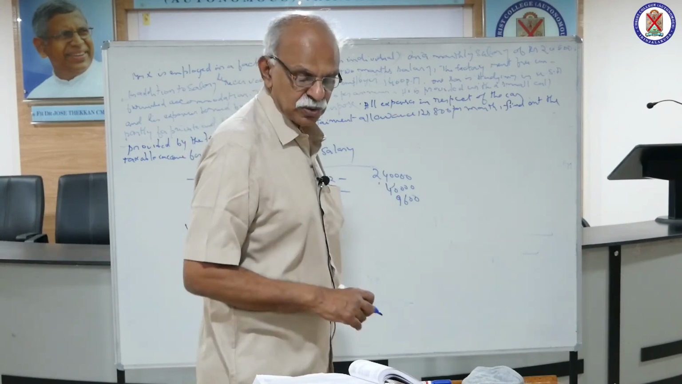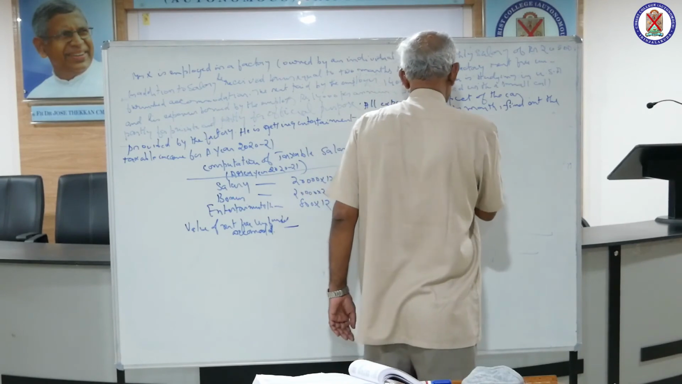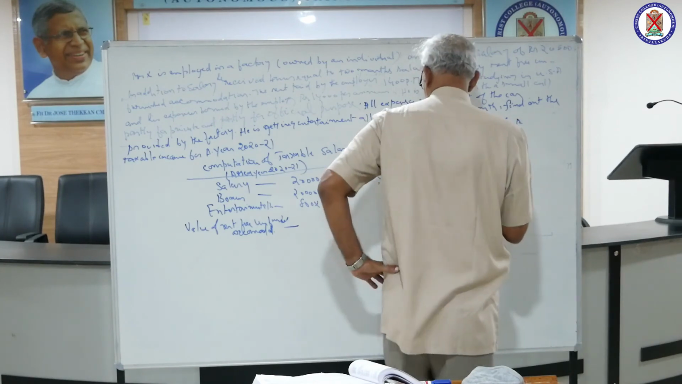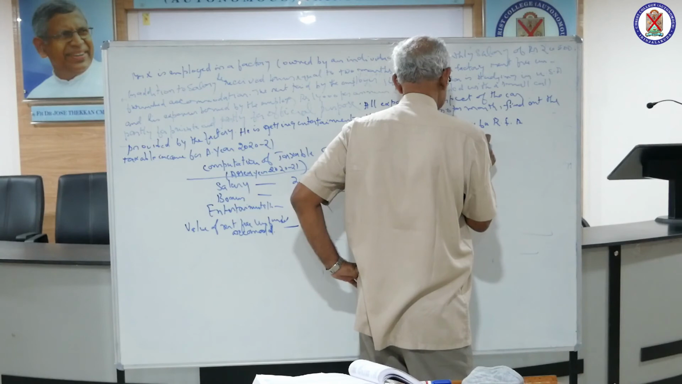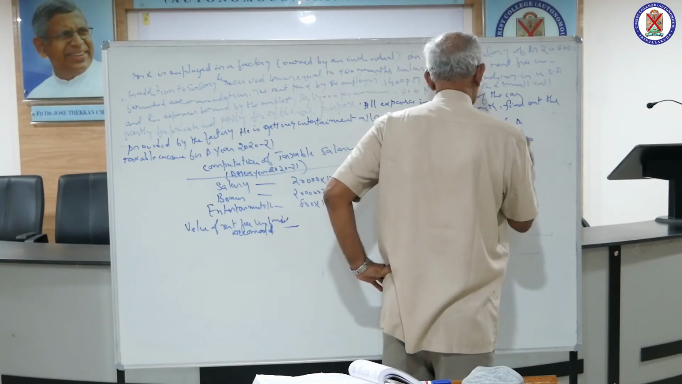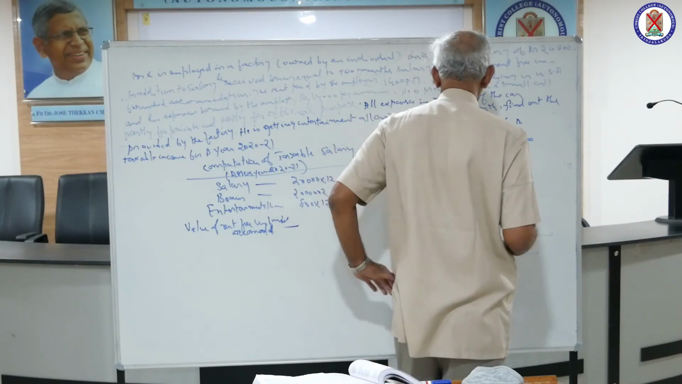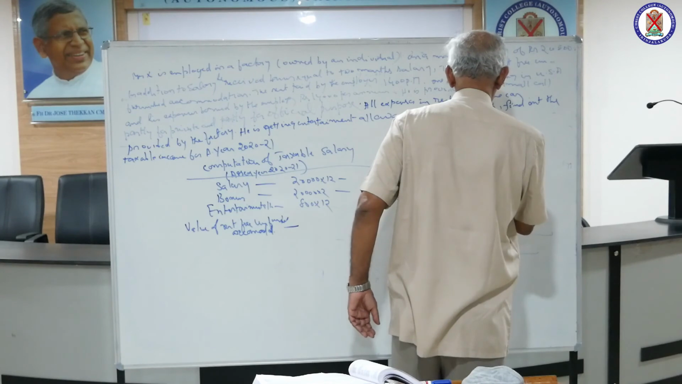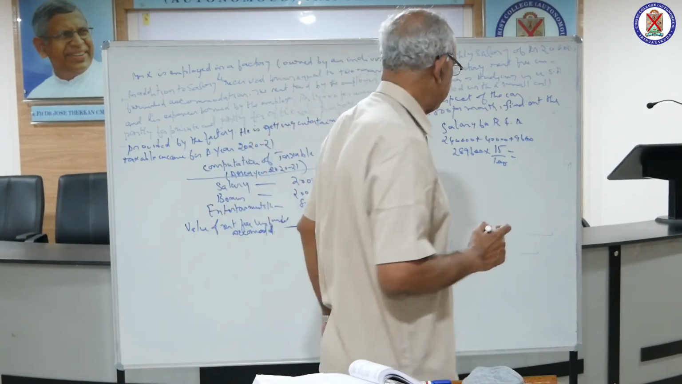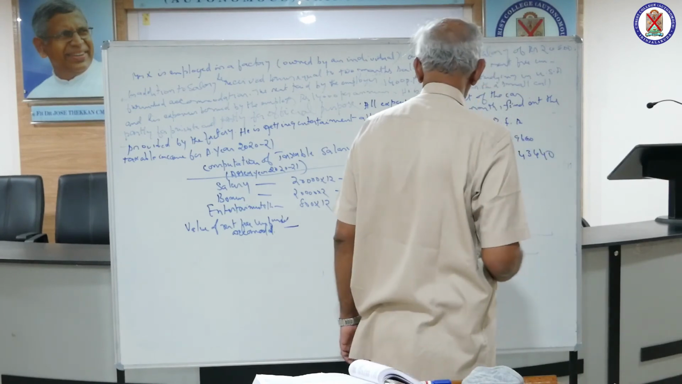Salary for rent-free accommodation is 2,40,000 plus 40,000 plus 9,600. How much does it come to? 2,89,600. 15% of that comes to 43,440.